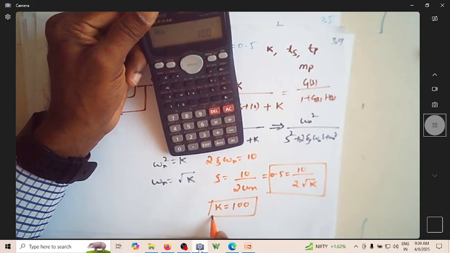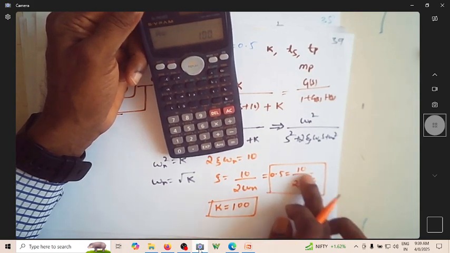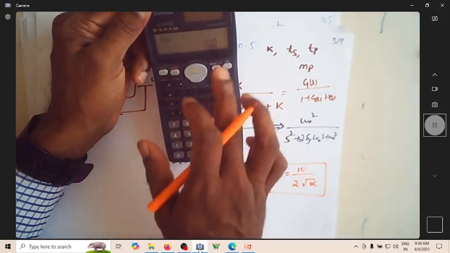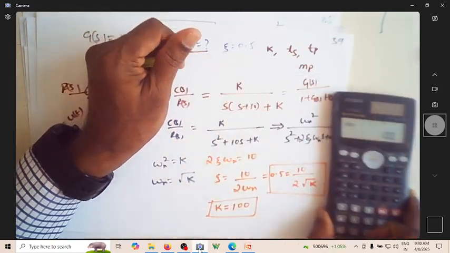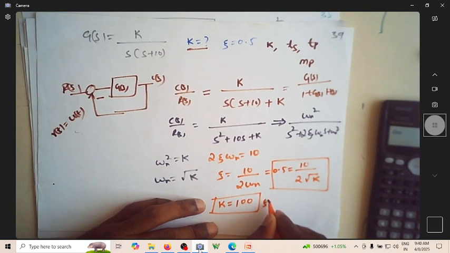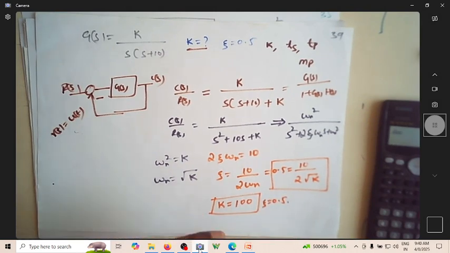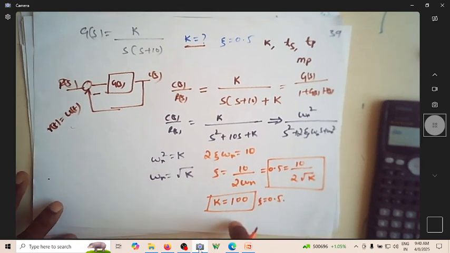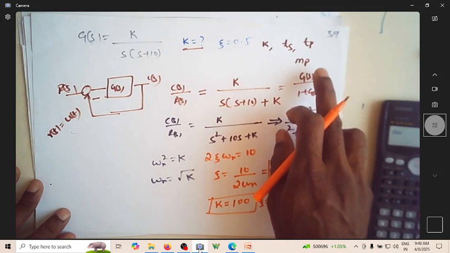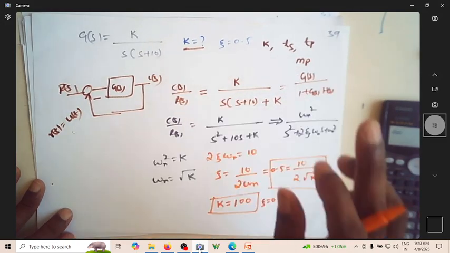So K value is 100. You can solve for this K value, or you can just feed it as it is into the equation on your calculator and get the value of K. So this is the value of k for a zeta of 0.5. With this value of k, you're asked to find settling time, peak overshoot, and the peak time.